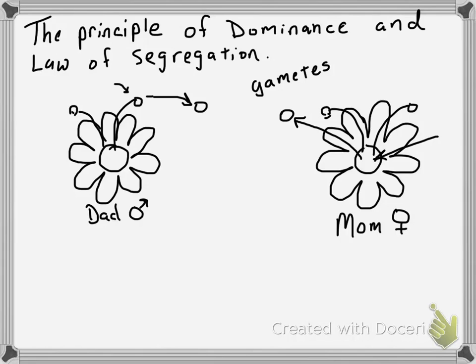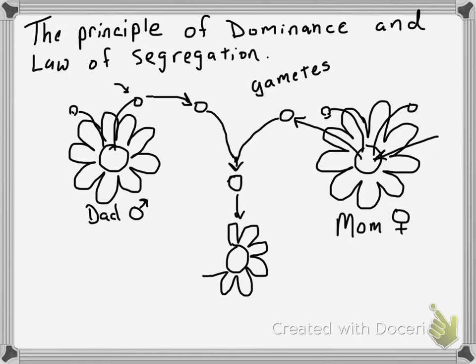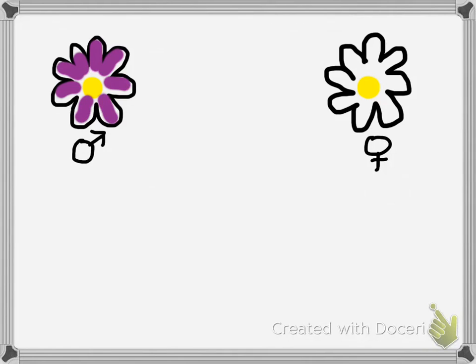Now, when the gametes come together, they're going to form something called a zygote, which is just a fertilized cell. And that zygote will eventually become the offspring, which would be a brand new, beautiful, bouncing baby flower in this case, because I personally don't want to draw any other pictures for you. But it will be just like the mommy and the daddy. There you go.